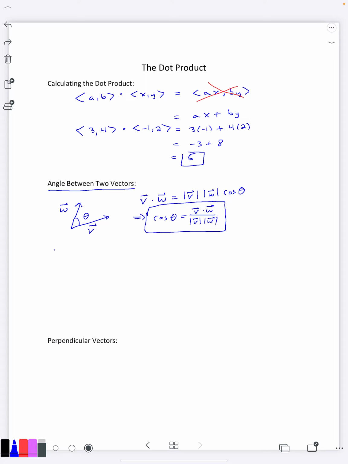So why don't we use it on the two vectors above? Find the angle between the vector 3, 4 and the vector negative 1, 2. So if we try to draw this, 3, 4 is kind of, right 3, up 4. And then negative 1, 2 looks something like this.